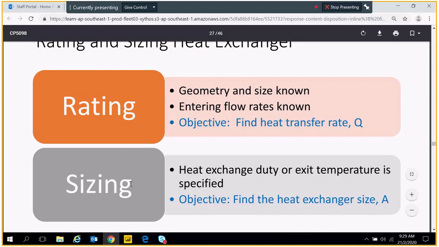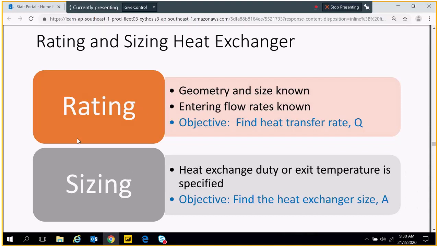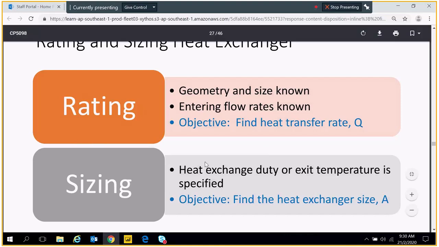Now, what's the difference between rating and sizing? I mentioned it many times in the class. Rating means you already have a heat exchanger, but you suspect that the heat exchanger has fouling. So you want to check, is it true? Therefore, the Q is smaller than what we think. You want to figure that out. This is called rating.